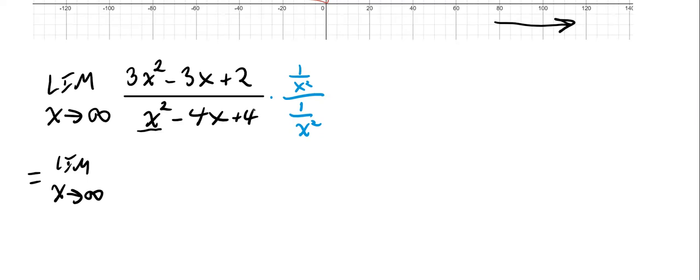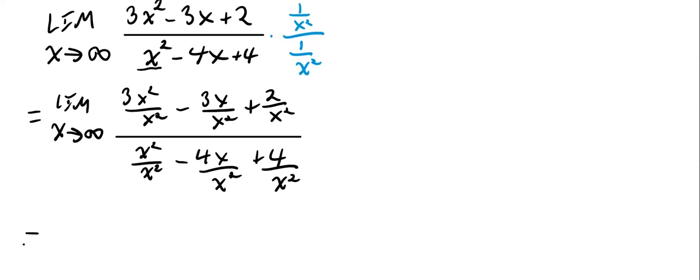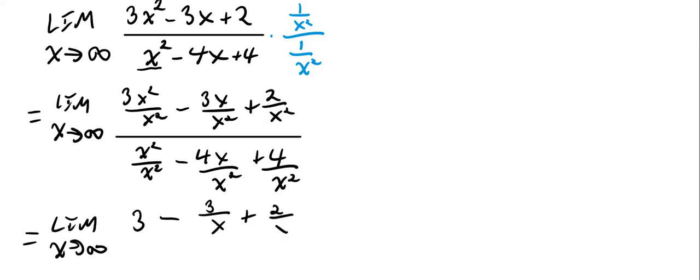Okay, so I'm going to divide top and bottom. So we have 3x squared divided by x squared minus 3x over x squared plus 2 over x squared. That's the numerator. In the denominator, the same thing: x squared divided by x squared minus 4x divided by x squared plus 4 divided by x squared. And we then simplify. Limit as x approaches infinity. Well, this first term, the x squareds cancel out. We just have 3 minus the second one. One of the x's cancels out, and we have 3 over x. And the last one, nothing cancels out or simplifies, and we just have 2 over x squared.